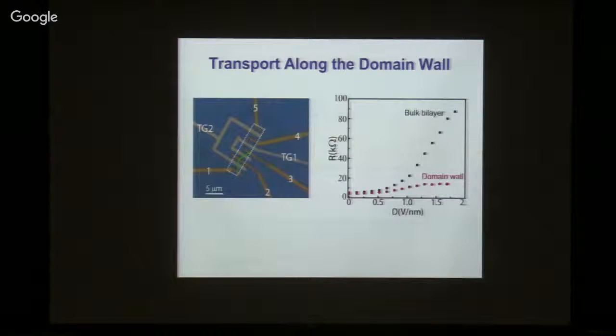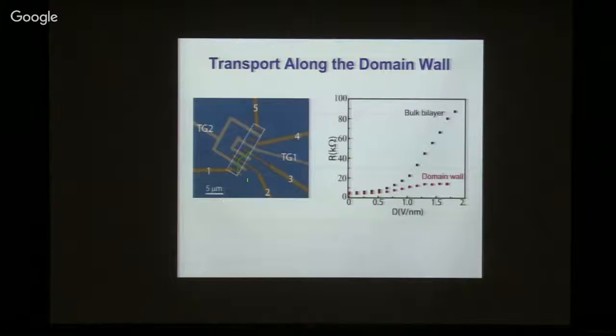And here we show the transport data. If we look at a piece of bilayer graphene itself and measure resistance as a function of applied electric field across the graphene, what we can see, the resistance keeps going up with applied electric field. What happens is the vertical field creates a finite band gap, and when you have larger and larger electric field, the band gap increases and the graphene becomes more insulating.